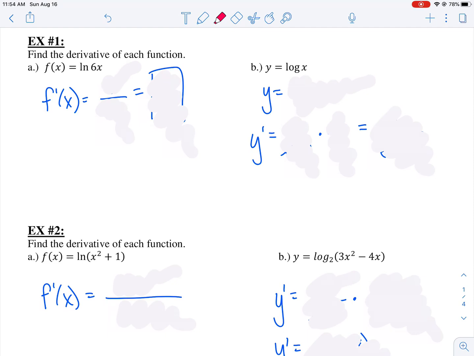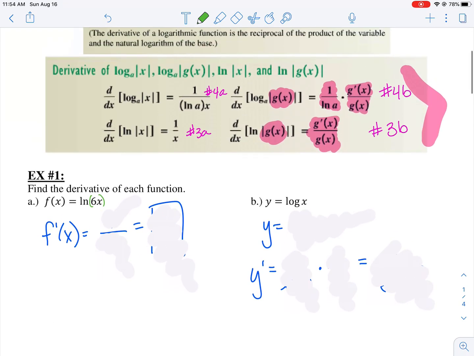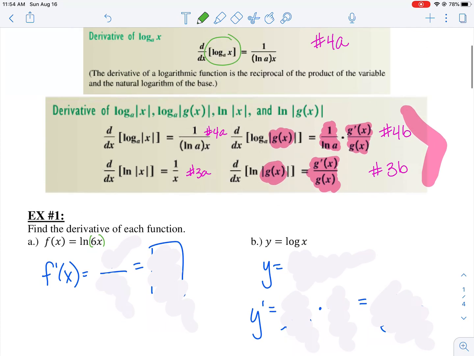So the first one says f of x is equal to the natural log of 6x. Really, this is the natural log of more than just an x. It's a 6x, right? And so what rule would this be? Well, to me, this would be rule 3b. I have the natural log of a whole bunch of junk, right?